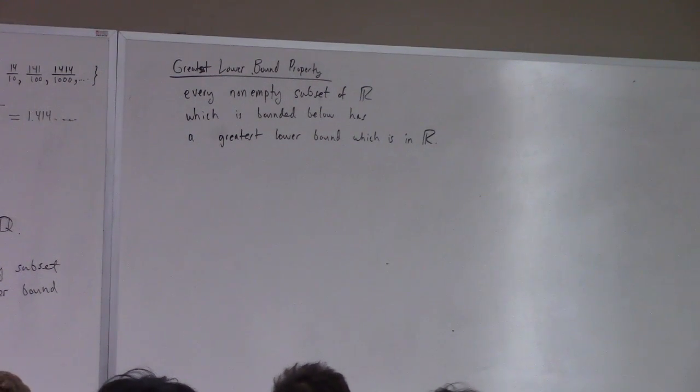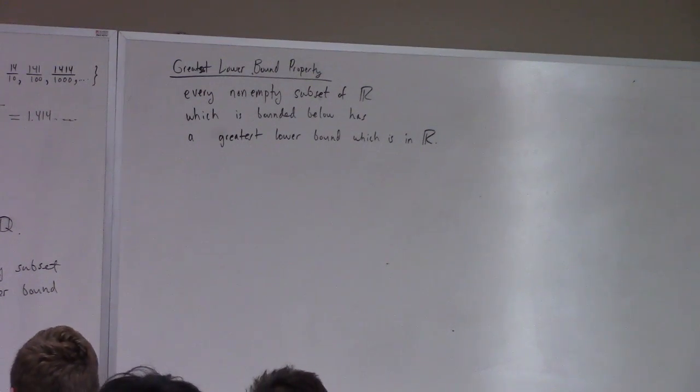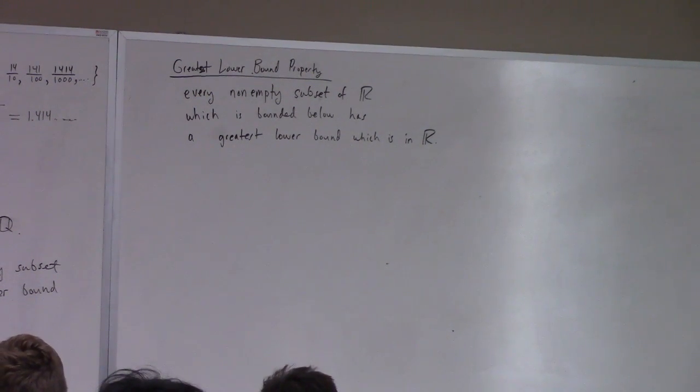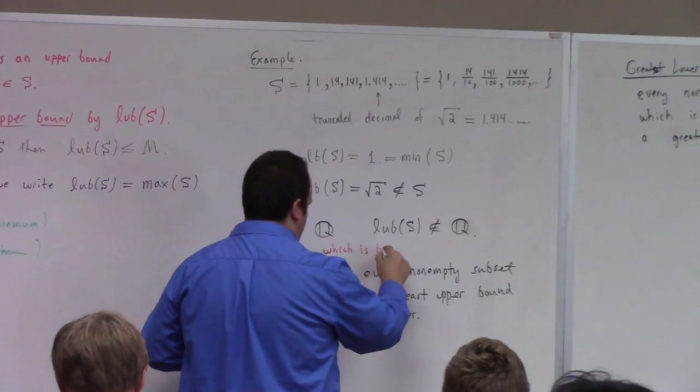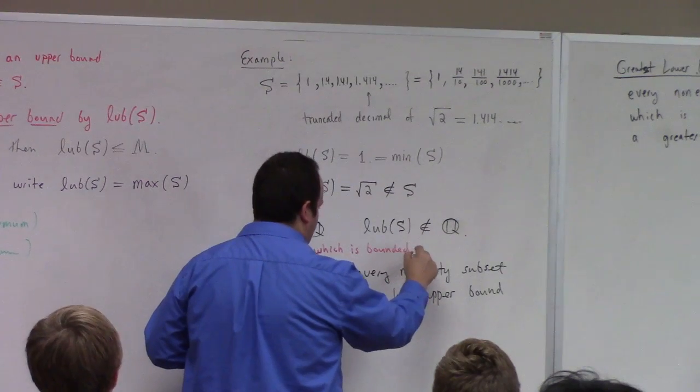Did I do that? Every non-empty subset of real numbers. Ah, yes, thank you. Goodness gracious. Yeah, this is very important. Right here, I'm supposed to say which is bounded above. Otherwise, it's not true, right?